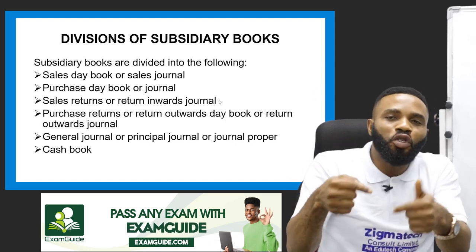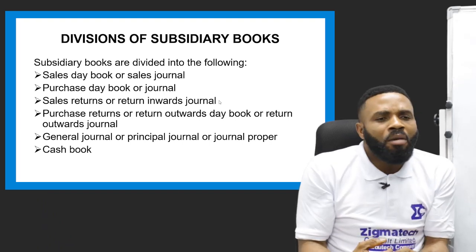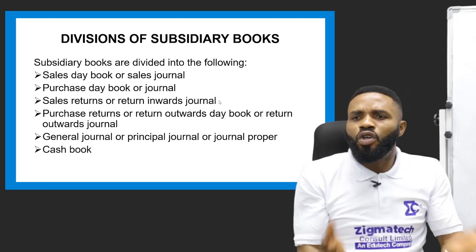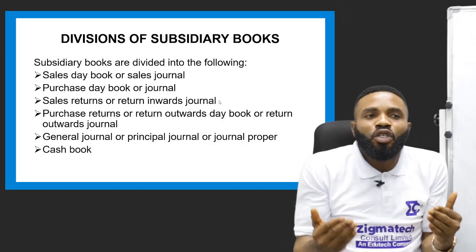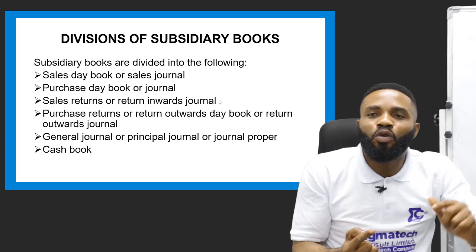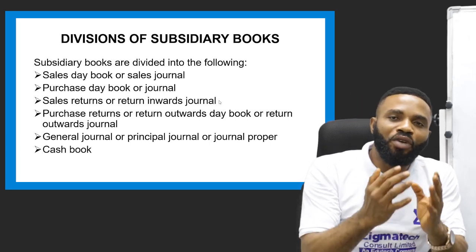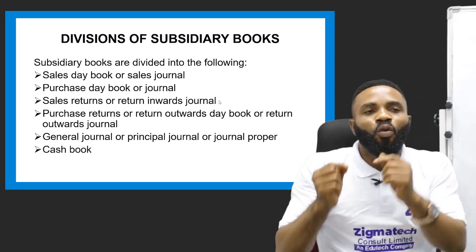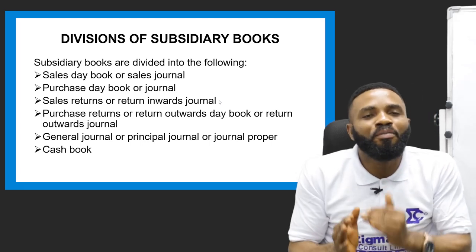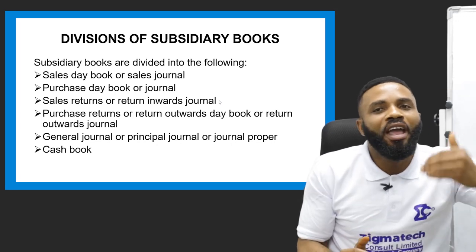Once they return it to you, it becomes a return inward because it is coming into your business. But what can you do with it? You cannot do anything with the bag. What you need to do is to return it to your own supplier. So when your customer returns goods to you, you record it in your return inwards book. When you return the same item to the people you bought it from, it becomes return outwards.